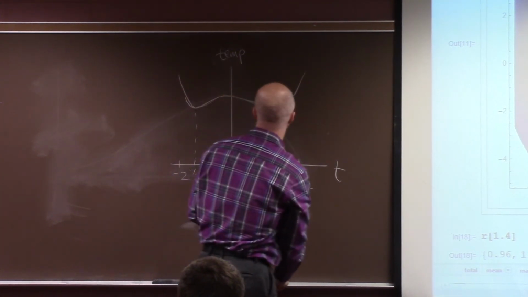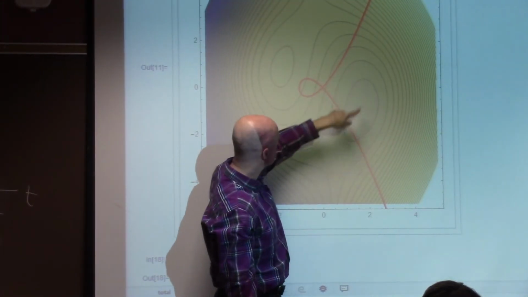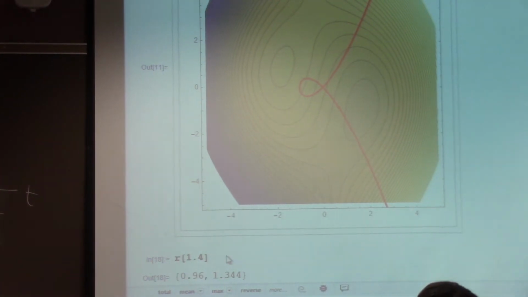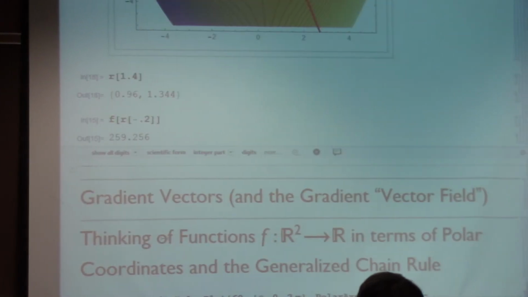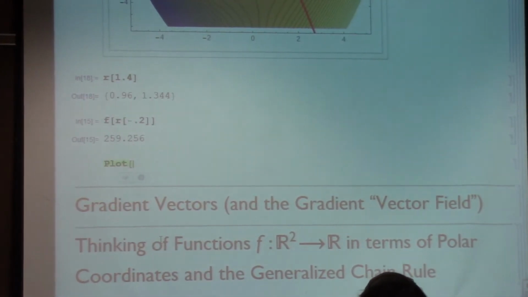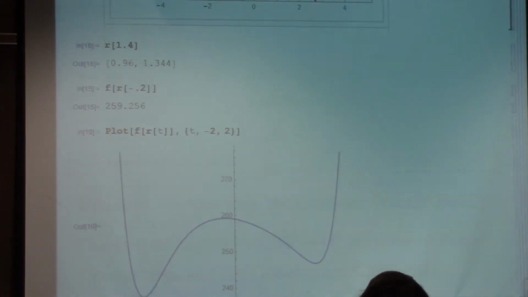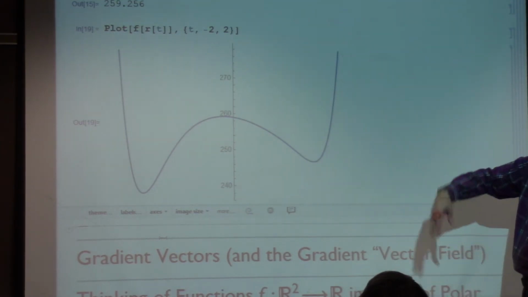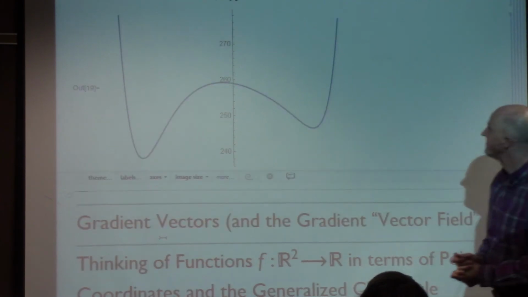The temperature here is going to be higher than the temperature here. How could we confirm this? We could make a plot, a regular plot, of f of r of t. There it is. Okay, I can change the plot range to say 0 to 300 to see it on a bigger scale. I think I won't bother.